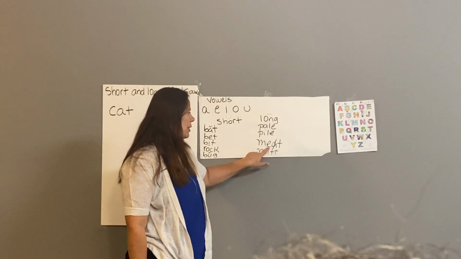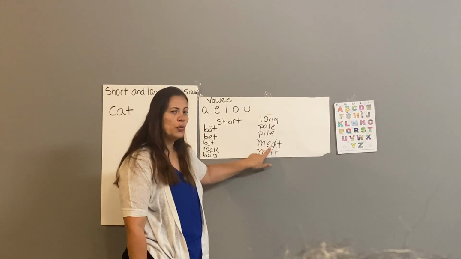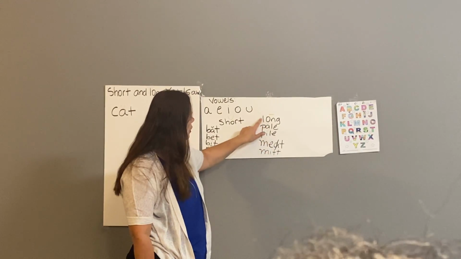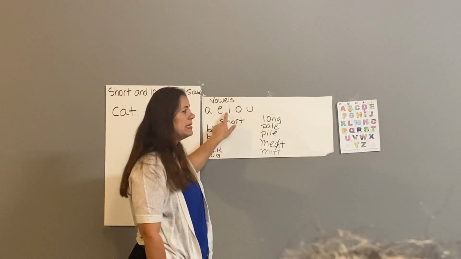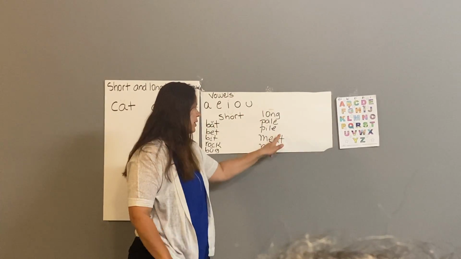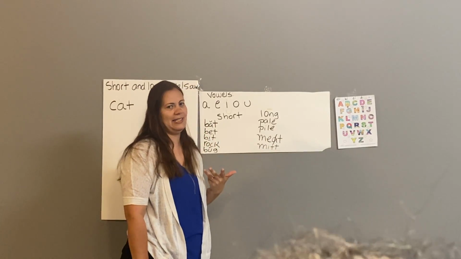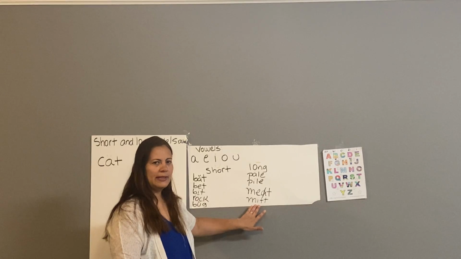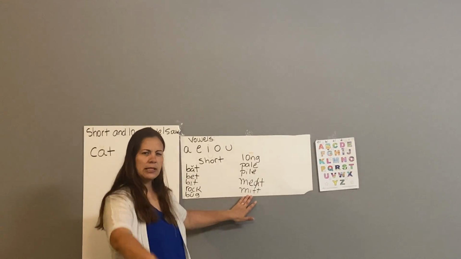Yes, so every time you have two vowels, the first one you say its long sound. Meat. Long sound, remember the long sound you say its name. And the second one, I cross it out because it's silent. Okay? Now take a look at this one. Meat. How do you know it's meat and not might?